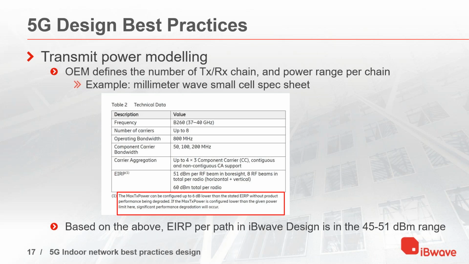When they say correct operation, that means everything is functioning the way it should be. Yes, you have reduced your power by 6 dB, but all the electronics are operating correctly. And yes, your coverage will be less if you reduce by 6 dB, but you can do that without endangering the total operation of your small cell. So what I'm saying from all of this is, EIRP per path in IBWave design can be between 45 and 51 dBm range. So that is what you see from this table.